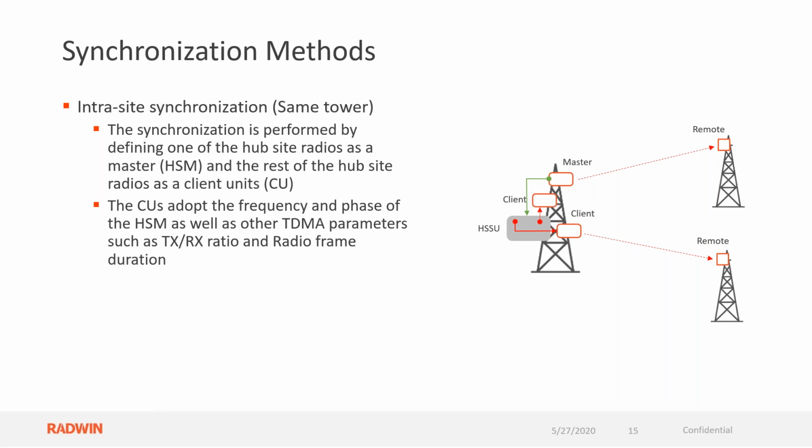The synchronization is performed by defining one of the hub side radios as the master, called HSM, and the rest of the hub side radios as client units, CU. Now, there is a master, and there are slave clients. The CUs adapt the frequency and the phase of the HSM as well as other TDMA parameters such as TX-ARC ratio and the radio frame duration.